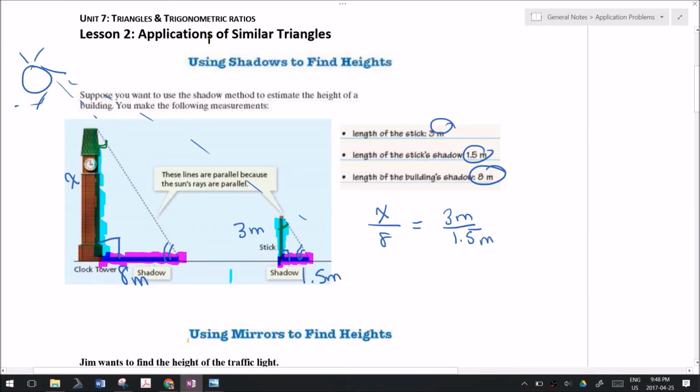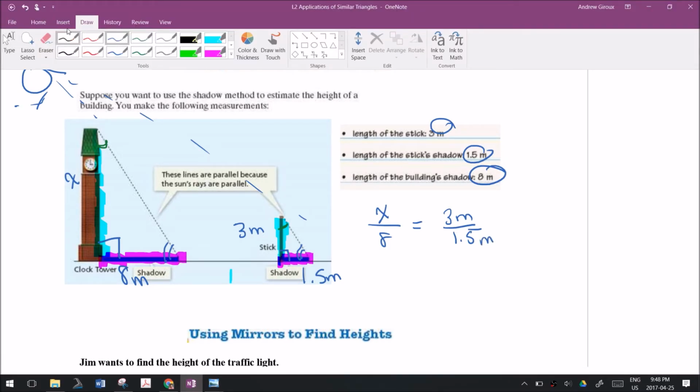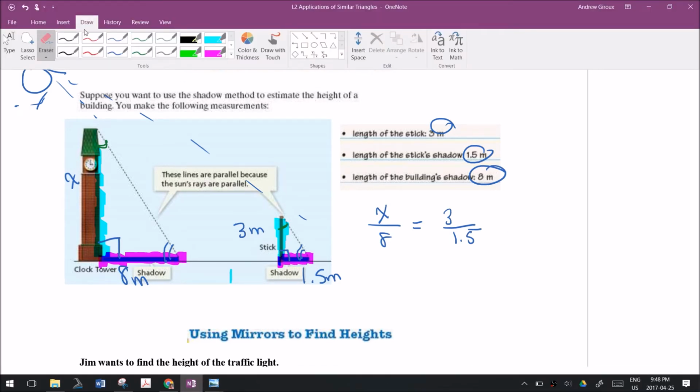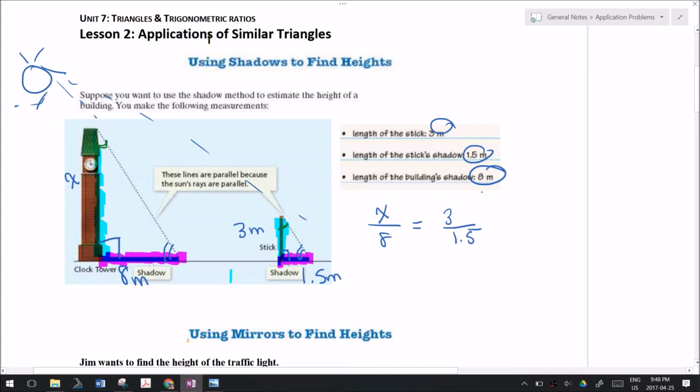I don't really need to write the units in my ratio, and I usually don't because it just complicates things a bit. So I usually just leave them like that with just the numbers. So I'll divide 3 by 1.5, and that gives me 2. That means that x is equal to 2 times 8, or 16 meters.